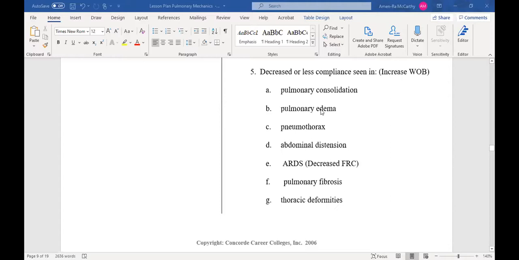And then finally, thoracic deformities. If you're deformed, the lungs can't do what you want them to do, therefore they are less compliant.